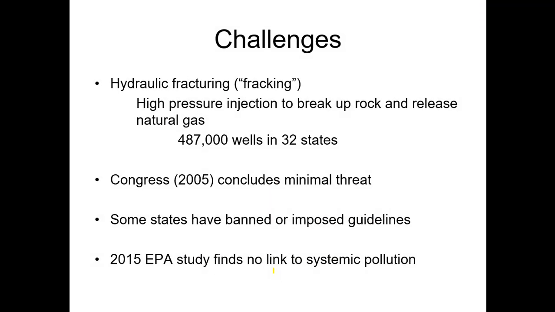More challenges we've seen, particularly with the pickup of the natural gas industry, which was very much a priority during the recession. To pick that back up, also somewhat of a trade-off to use potentially less oil for energy needs by picking up on the use of natural gas. And so hydraulic fracturing, which is also referred to as fracking, uses high pressure injection with chemicals to break up the rock and release more natural gas.